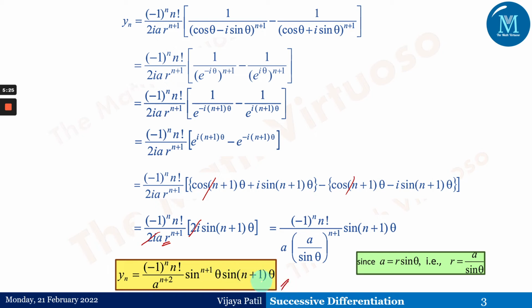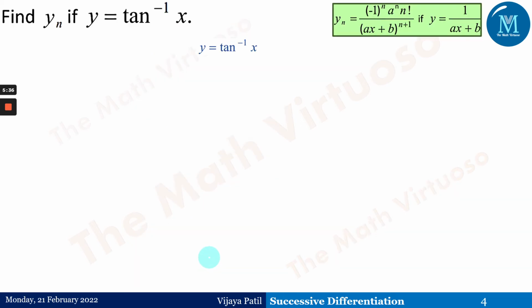Now for this type of question, what concept have we used here? We have used the concept of De Moivre's theorem to reduce it to this particular yn, or nth derivative, of this function. Let us consider one more similar type of question.